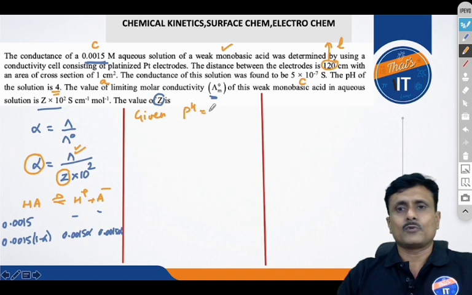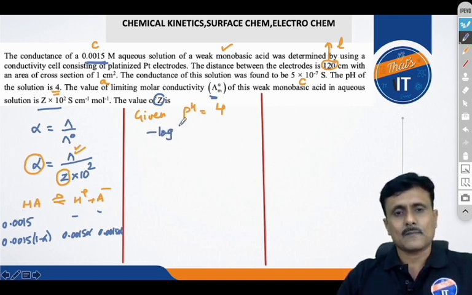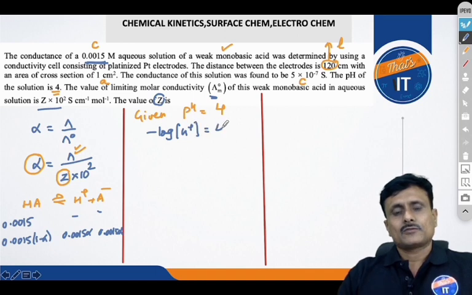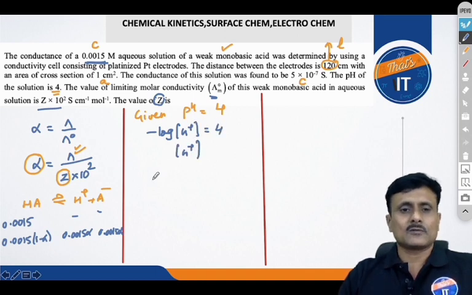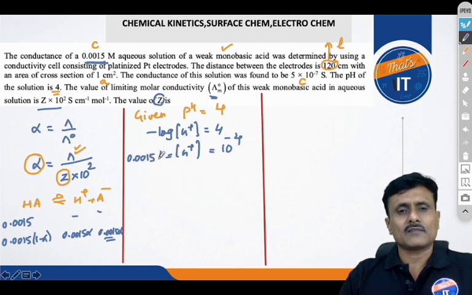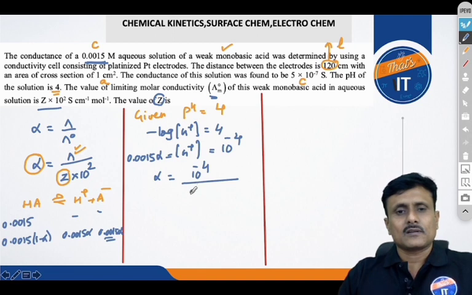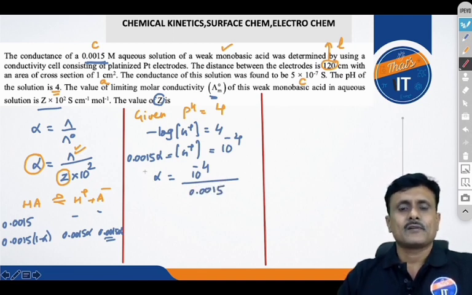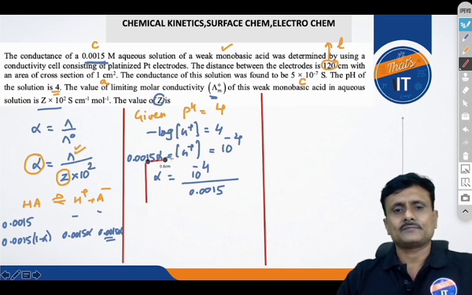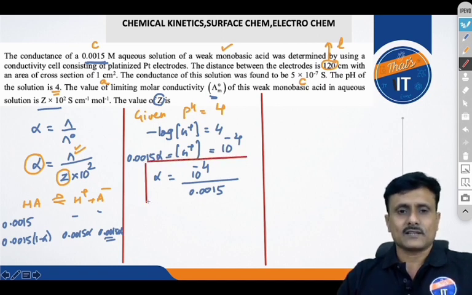pH equal to 4. That means negative log of H plus value is given. So the concentration of H plus, which is over here, is 10 to the power minus 4, isn't it? That is 0.0015 alpha. Therefore alpha value equal to 10 to the power minus 4 upon 0.0015. So you got the value of alpha. One task is finished. You have to get alpha first.